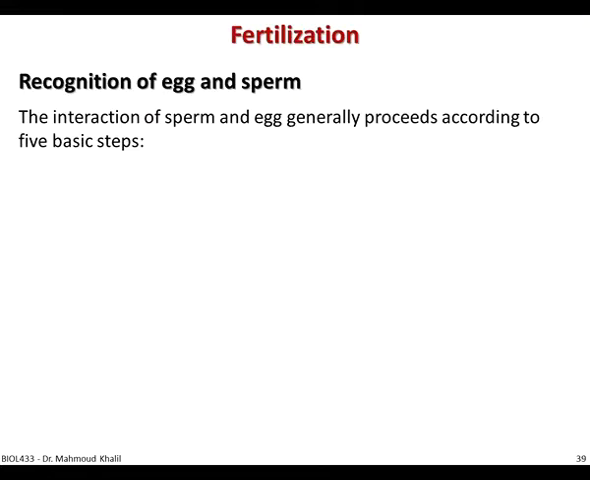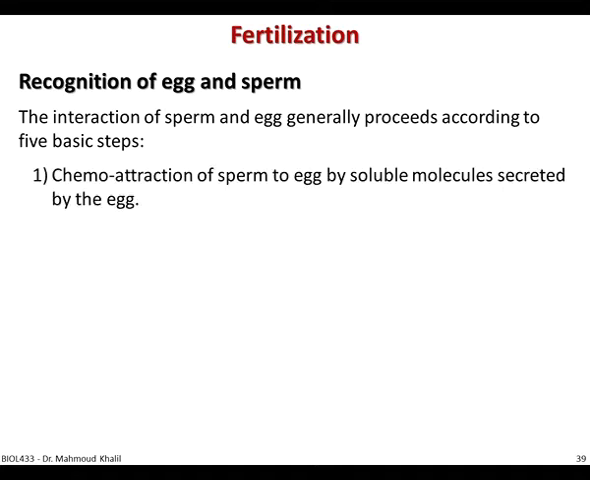So let's talk now about the recognition of egg and sperm. Initially, the interaction of the sperm and the egg generally proceeds according to 5 basic steps. So the first event, the recognition of egg and sperm, is itself divided into 5 basic steps. First, chemo attraction happens.